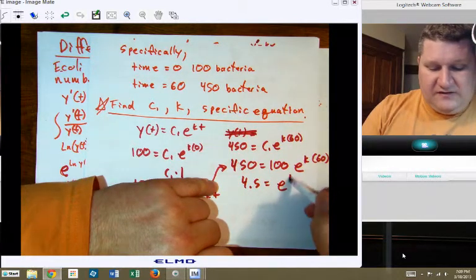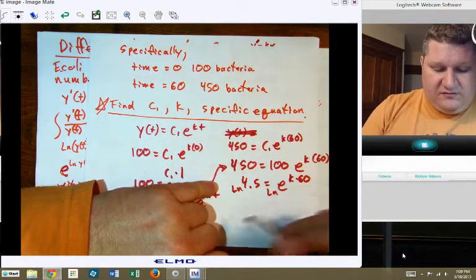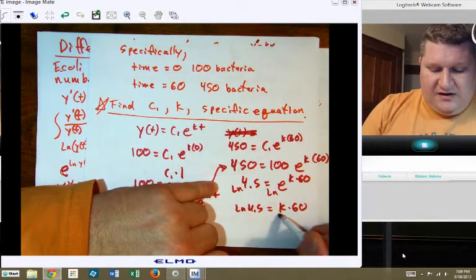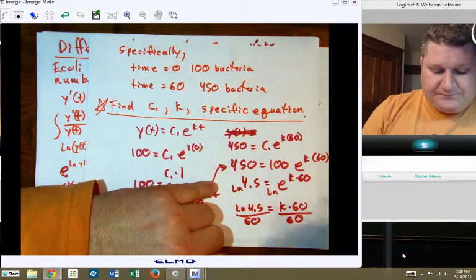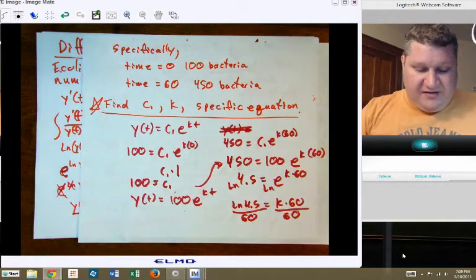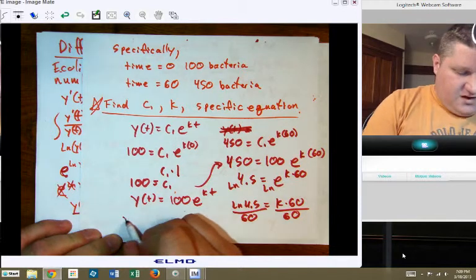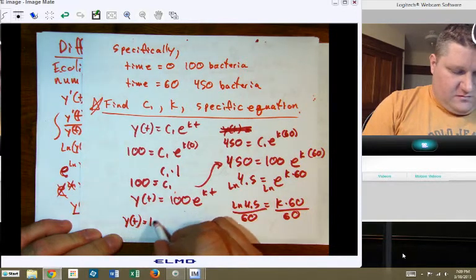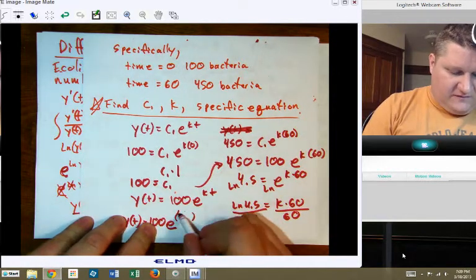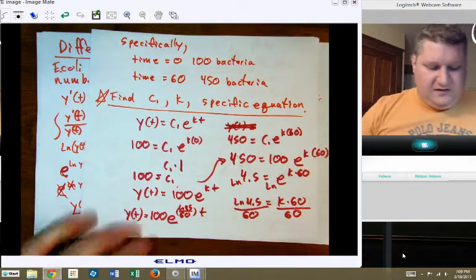4.5 equals e to the k times 60. And to get rid of the exponential, I'm going to take the natural log of both sides. So I have ln 4.5 equals k times 60. And if I divide both sides by 60, I have some constant. Now, whatever that constant is, I can plug it back in and come up with a general equation. So my final equation would be y of t equals 100 e raised to the, now you could find a decimal approximation for this, or we can just plug it all in as is, times t.